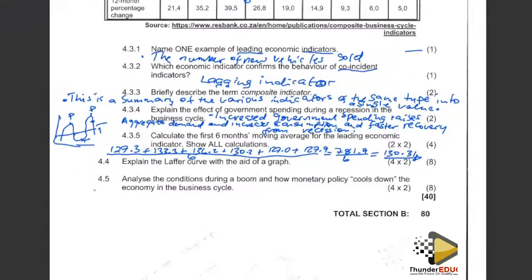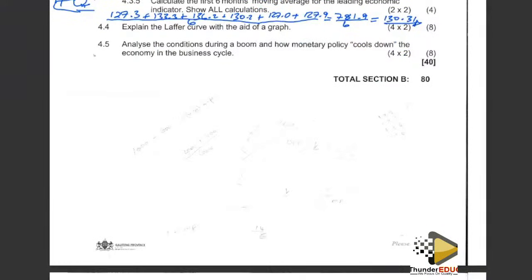4.4. So now 4.4 reads as follows. Explain the Laffer curve with the aid of a graph. So now this Laffer is the name of a person. So now he came up with his curve. He has his own approach, and his own approach is with regard to the relationship between total tax revenues as well as tax rate. Meaning, his approach is in line with total tax revenue as well as tax rate.